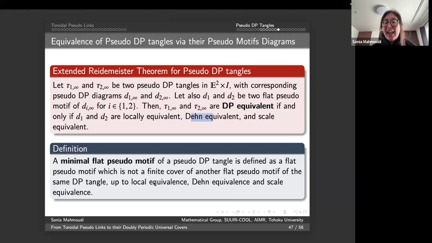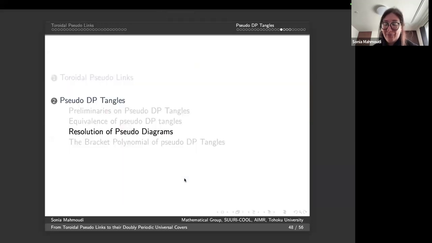And of course, everything that we have seen before raised the question of finding this kind of minimal motif, which, up to all these equivalence moves, will have the minimal number of crossings, but that will also not be a double cover, for example, or any finite cover of another motif. So these are all the tricky points to take into consideration.